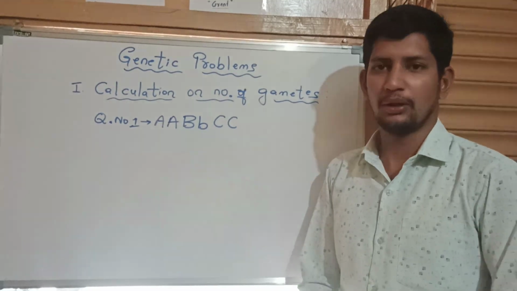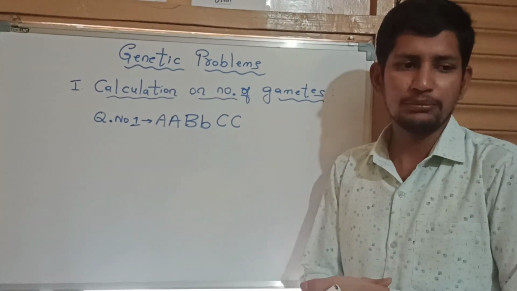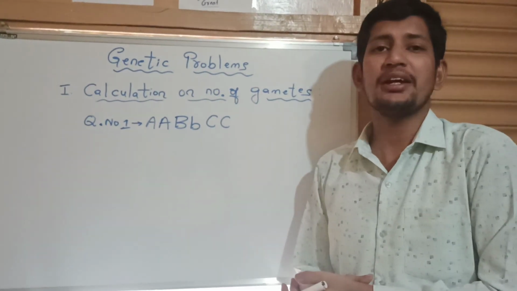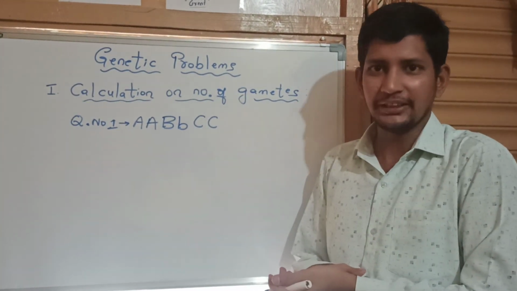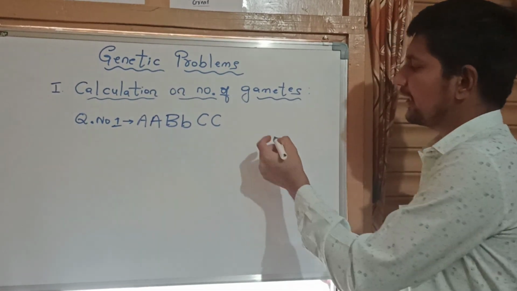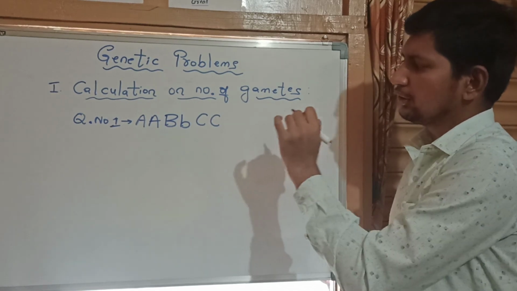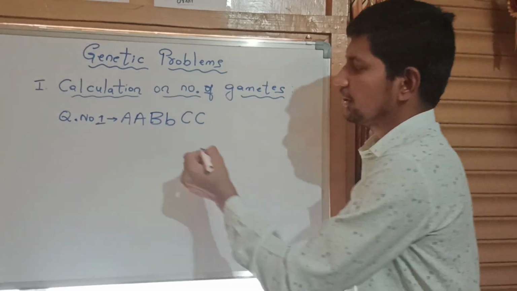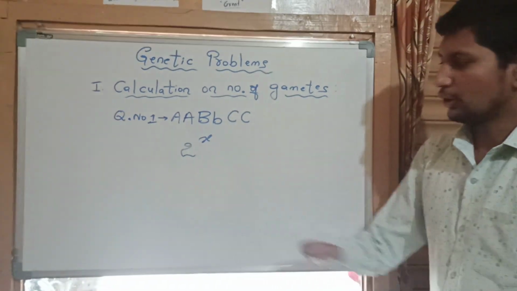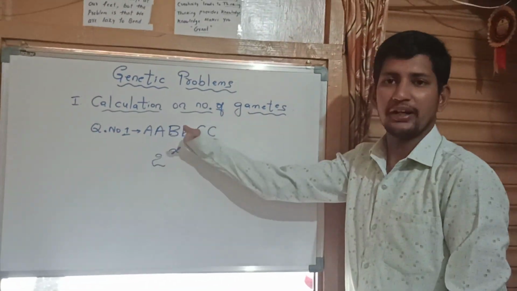I hope you observed the problem. In that problem it was asked how many types of gametes are produced by a plant having this genotype. Normally, the trick to solve this problem is that we are going to use the formula 2 raised to x, or 2 to the power x.